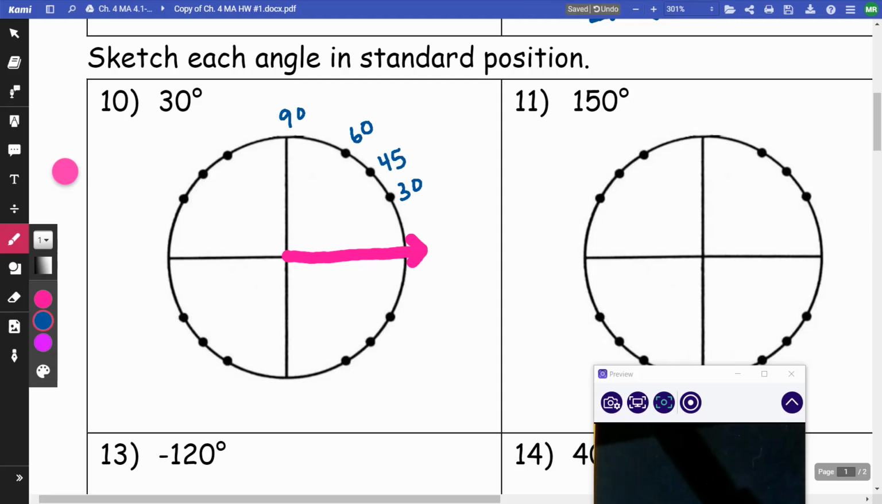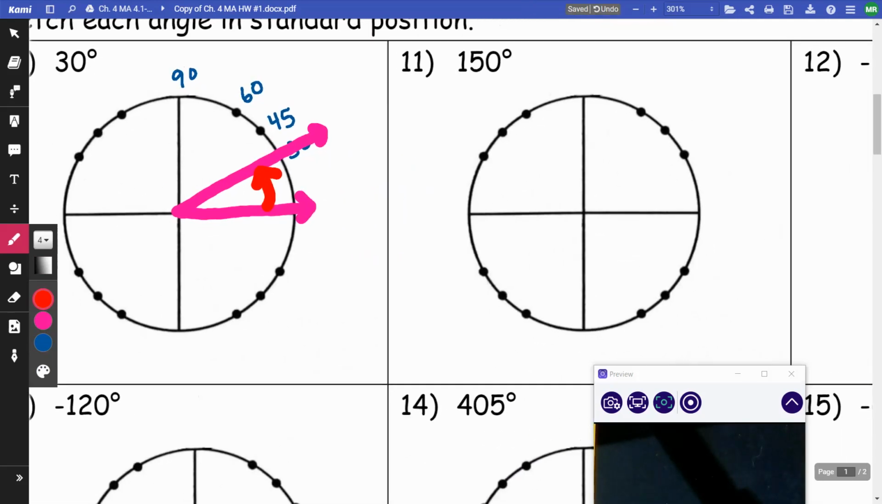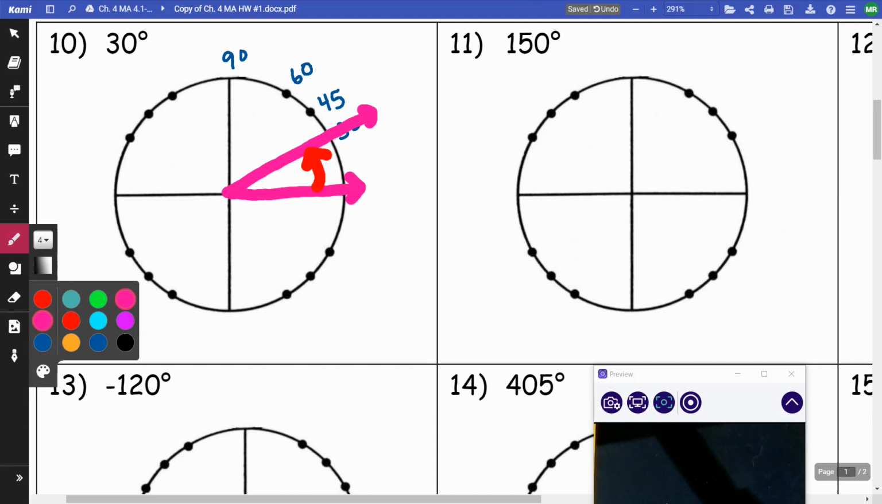So in this case, when I'm trying to draw in 30 degrees, it's going to look like this. And when I do that, I'm going to also want to show the direction it's going. It's going like that. On 150 degrees, again, I'm starting here.